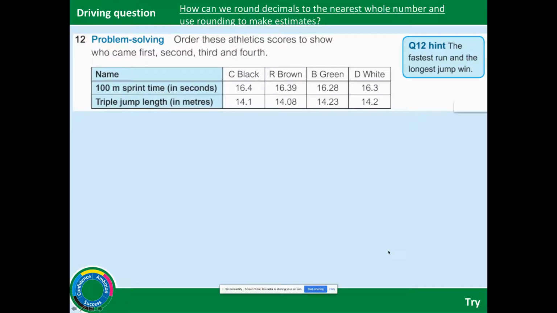Okay, I'd like you to have a go at question 12 on your own. You've got 2 different orders to do. You're to label them first, second, third, and fourth in these events. The sprint time. Now, to come first in the sprint, you've got to run in the shortest time. So you're going to look for the smallest number first. But when you're doing the triple jump, to come first, you need to do the longest jump. So you'll be looking for the biggest number. So press pause on the video, have a go at the question, and when you're ready, press play and we'll look at the answers.